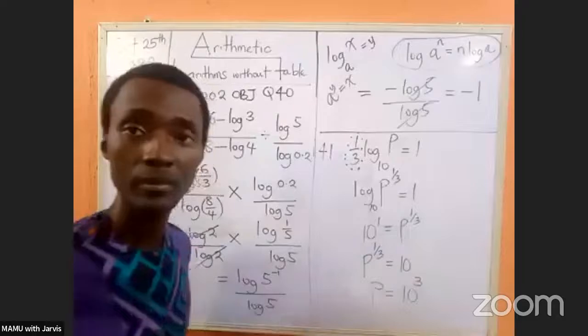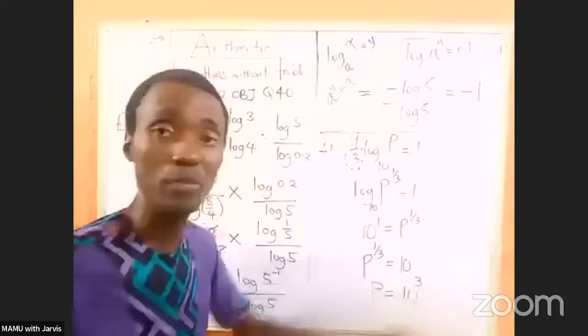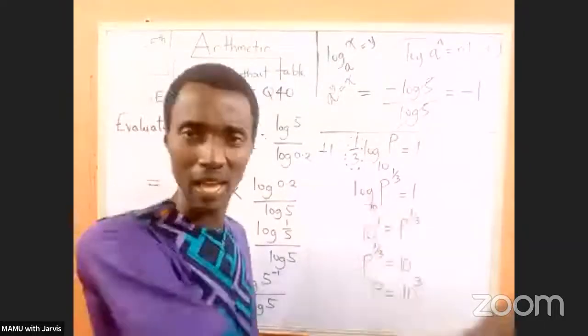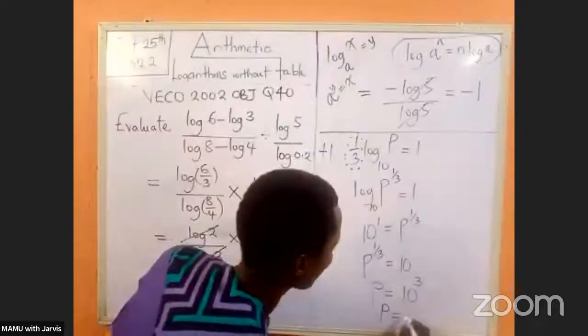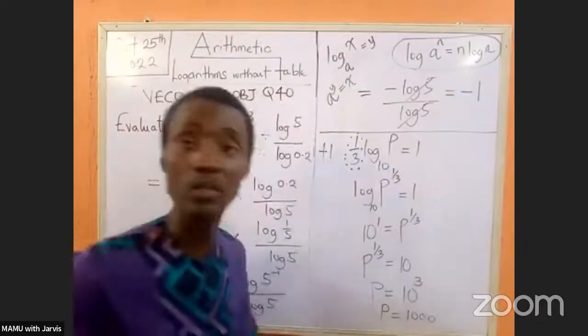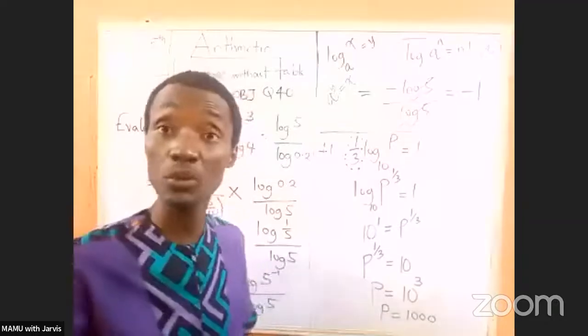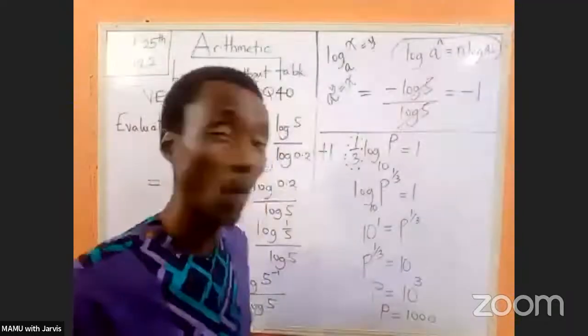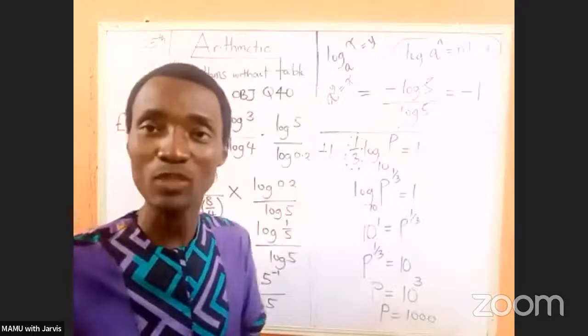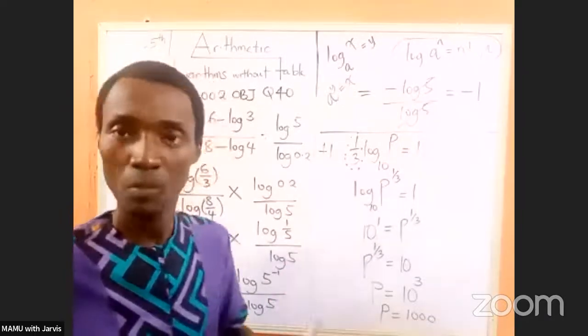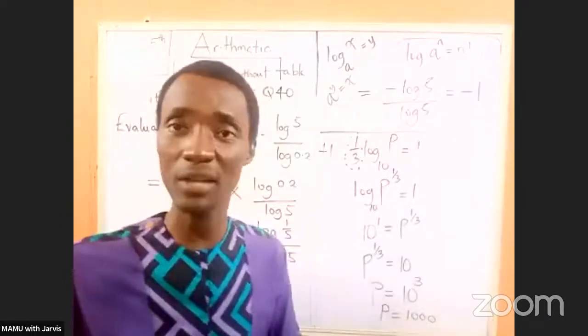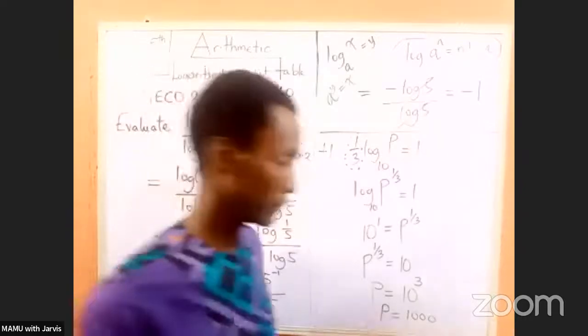And what is 10 raised to the power of 3? It means 10 multiplied 3 times. And as such, P will be equal to 1,000. It will be 1 having 3 zeros in front of it. So that will be P equal to 1,000. And with that, we have solved this problem. So we'll go to another year now and see what that has to offer us.